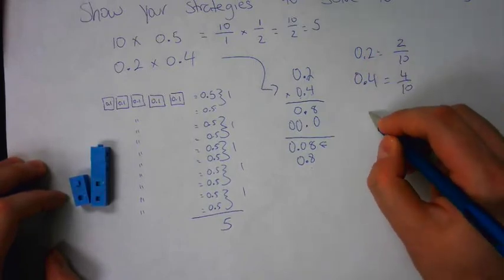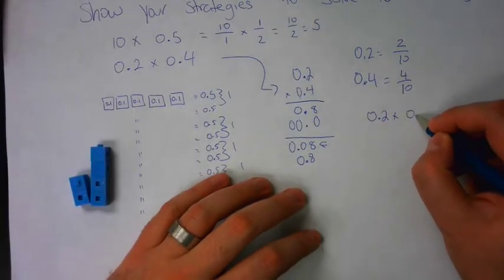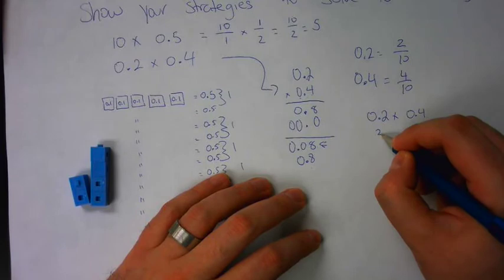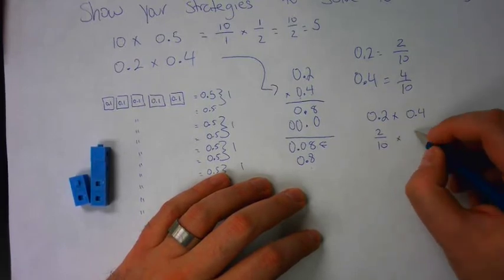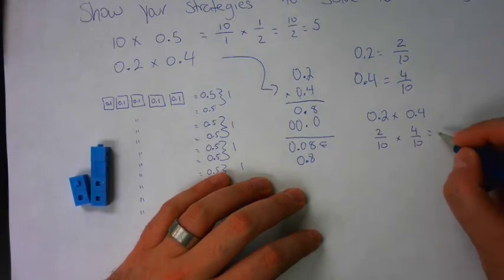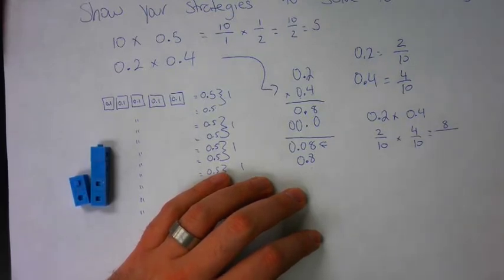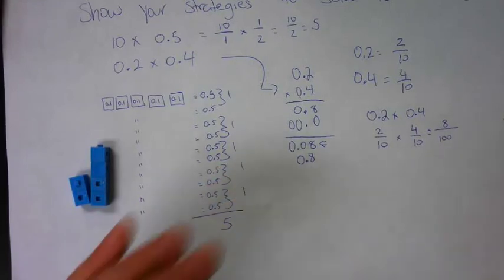So let's go, because the question says 0.2 multiplied by 0.4, it's like saying 2 over 10 multiplied by 4 over 10, correct? Right? So now, what's 4 times 2? We know that. It's 8. And 10 times 10 is? It's 100. Huh. 8 over 100.